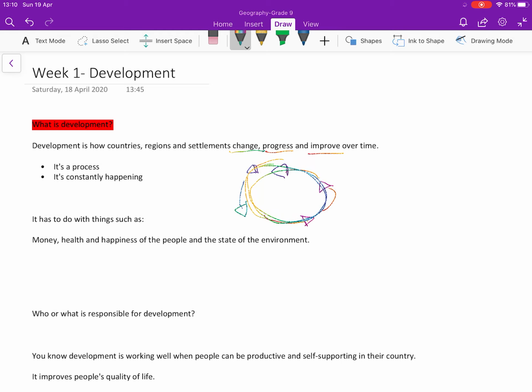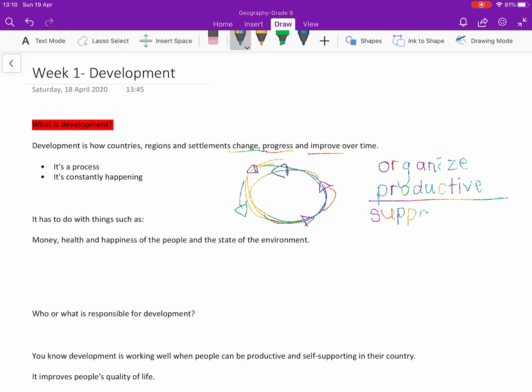Another definition of development that we can look at is referring to how a country is organized. If it is well organized, it will help people to be self-supporting and productive. When you are productive, you feel a sense of happiness. You feel a sense of purpose. And also when you are productive in your space and in your country, you can support yourself.